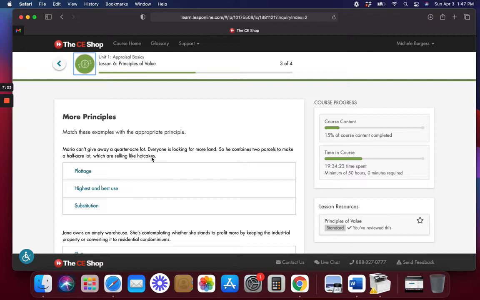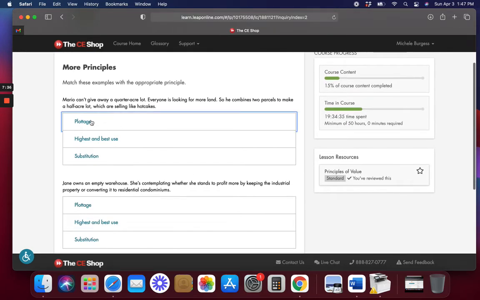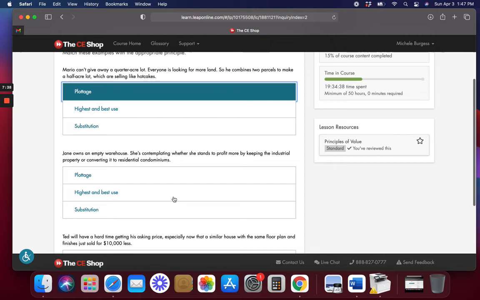Okay, let's see. Mario can't give away a 1/4 acre lot. Everyone is looking for more land, so he combines 2 parcels into a 1/2 acre lot, which are selling like hotcakes. What did we say that was? I think we said it's plottage.